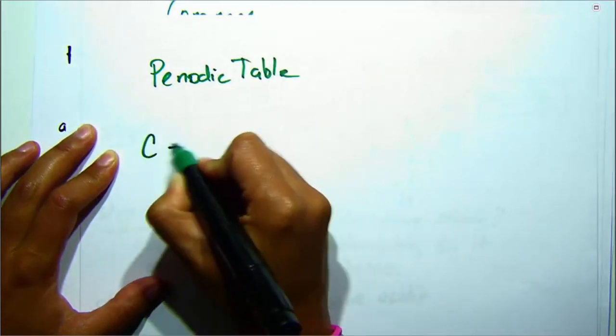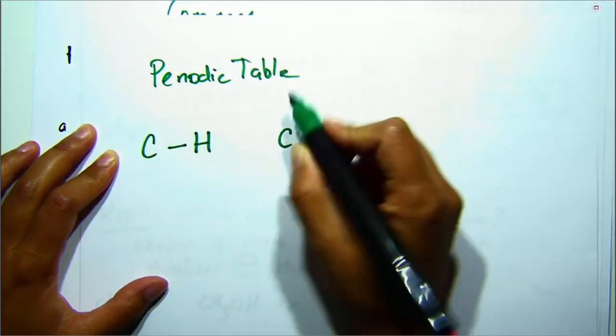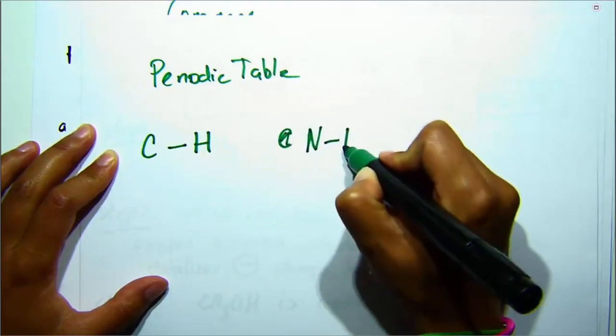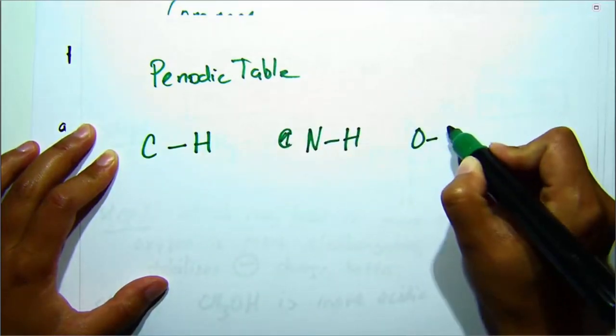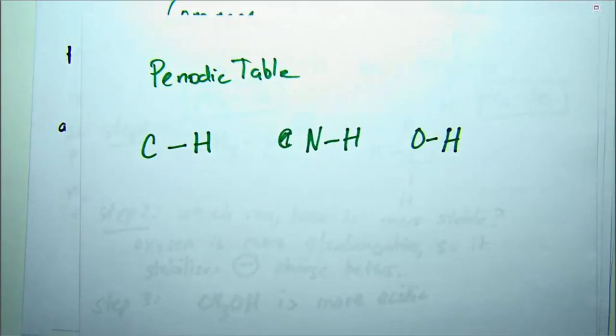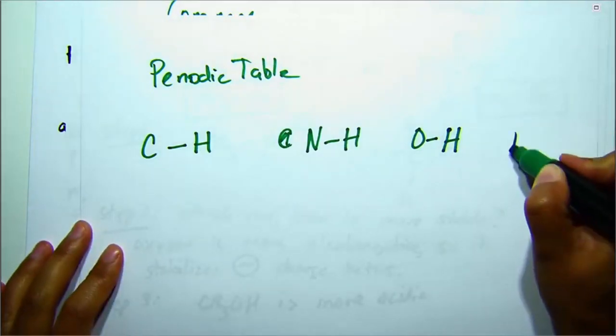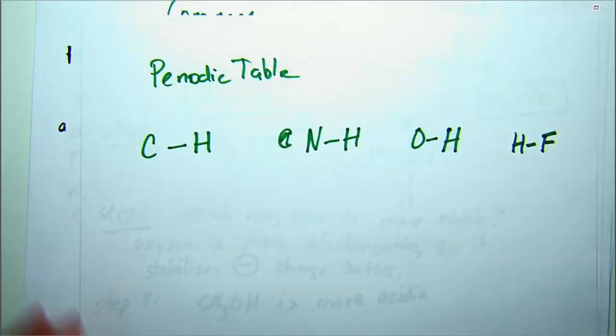I can have my CH bond, my NH, OH, and then all the way at the end here, an FH, or we usually write it HF. Those are acidity trends going across the periodic table, and we also know some pKa values, right?